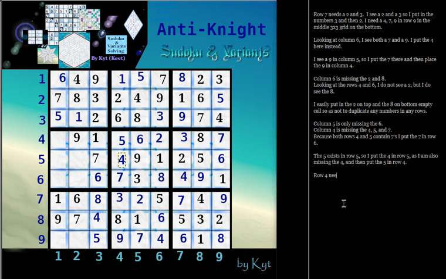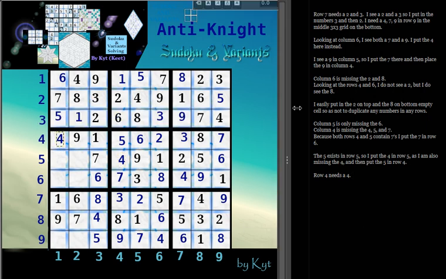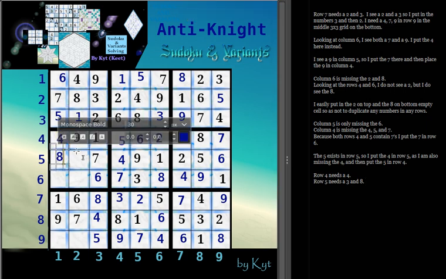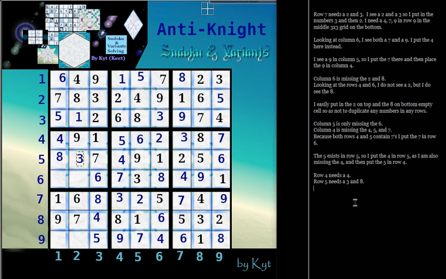Row 4 needs a 4. Row 5 needs a 3 and 8. Because of the 8 in column 2, I put the 8 in column 1 at row 5. And then put the 3 to follow.